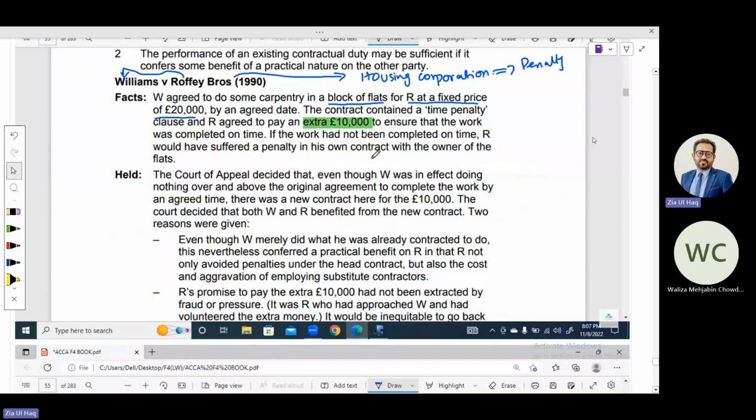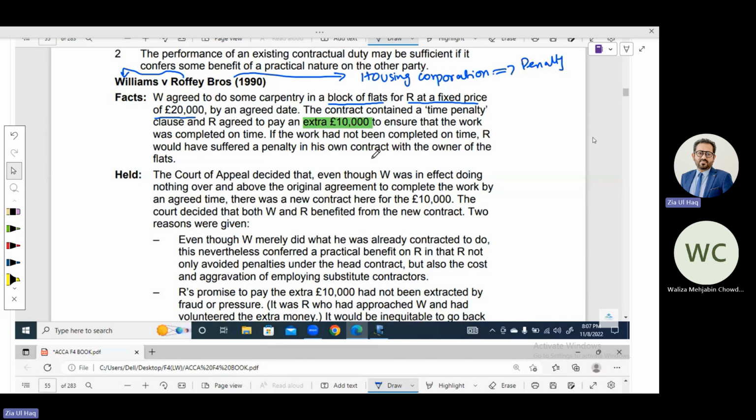William versus Roffrey Brothers. W agreed to do some carpentry work in a block of flats for R at a fixed price of £20,000 by an agreed date. The contract contained a timely penalty clause and R agreed to pay an extra 10,000 to ensure that the work was completed on time.